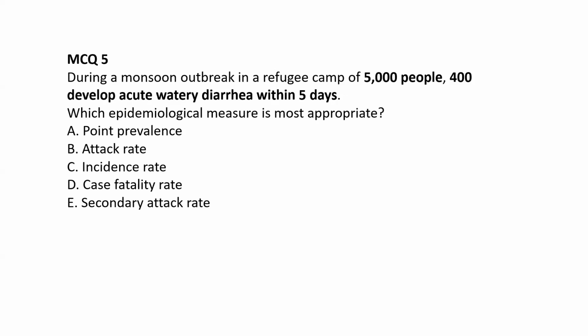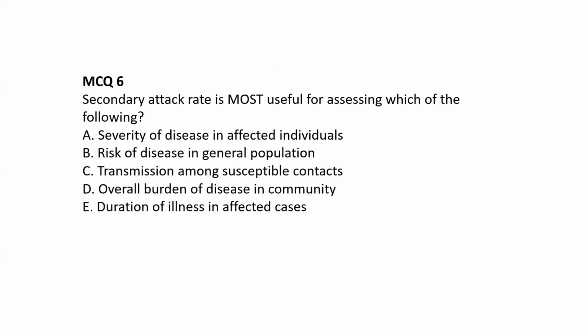MCQ number 5: During a monsoon outbreak in a refugee camp of 5,000 people, 400 developed acute watery diarrhea within 5 days. Which epidemiological measure is most appropriate? A, point prevalence; B, attack rate; C, incidence rate; D, case fatality rate; E, secondary attack rate. B is the right option.